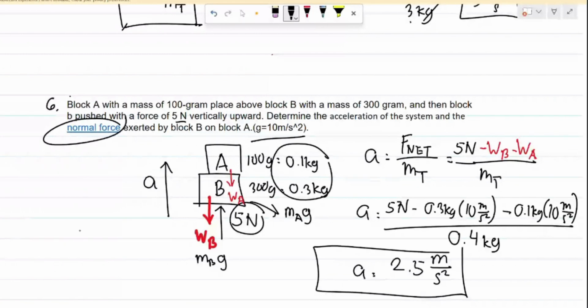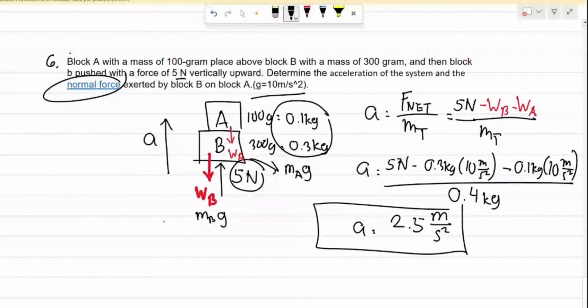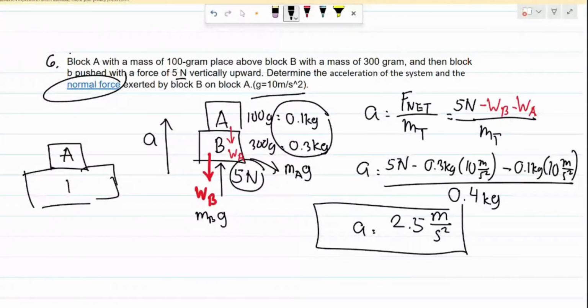Okay, so now guys, we are looking for our normal force. Sir, when do we know that there is a normal force? When you have a surface. Our object A is resting on object B. Therefore, if you draw the free body diagram, we have a normal force upward, the normal force exerted by block B, and we have the weight of block A.